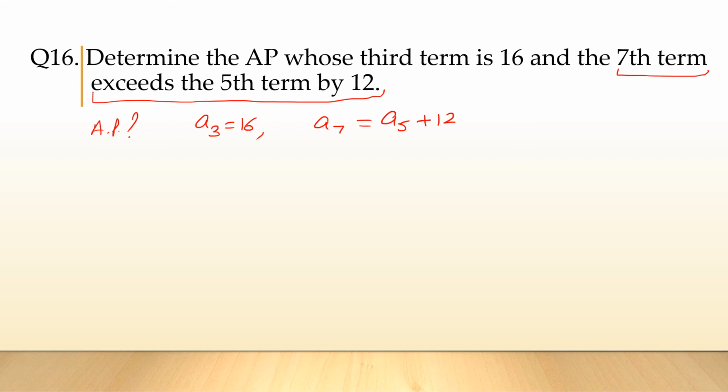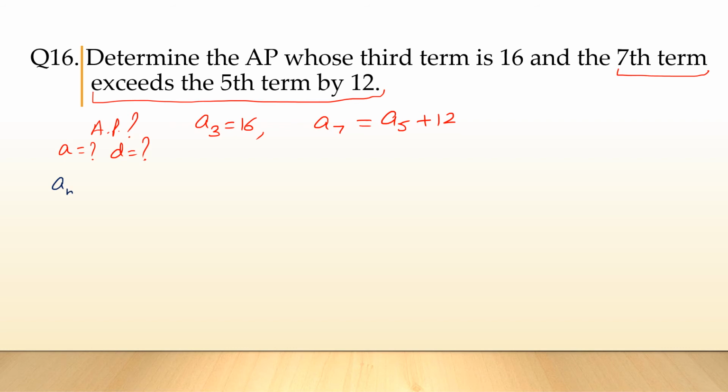And what else is given? Third term is 16 and we have to find the AP. So if we have to find the AP, it means we should know the first term and the common difference. We should know what is the first term, what is the common difference, then only we'll be able to write the AP. So the third term is 16, right? So I'll start my answer from this.